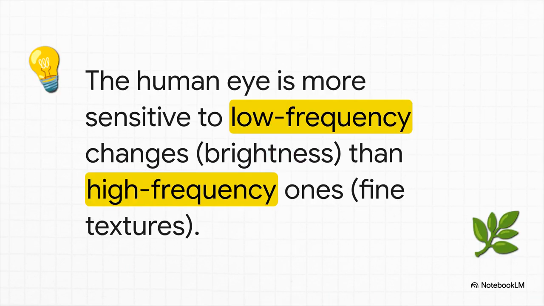Okay, here's the key. Our eyes are really, really good at noticing big, smooth changes, like the overall brightness or color of an area. That's what we call low-frequency information. But we are surprisingly bad at noticing tiny, complex, rapid changes, like the intricate texture of a carpet or the leaves on a tree. That's high-frequency information. We just kind of gloss over it.